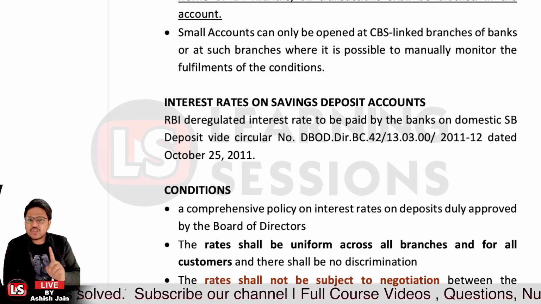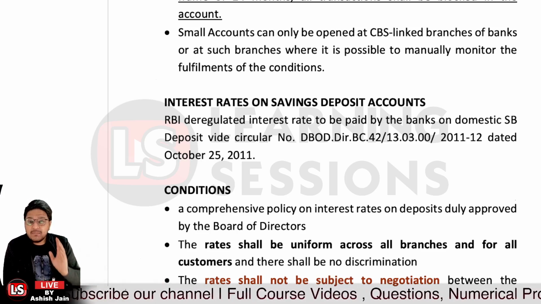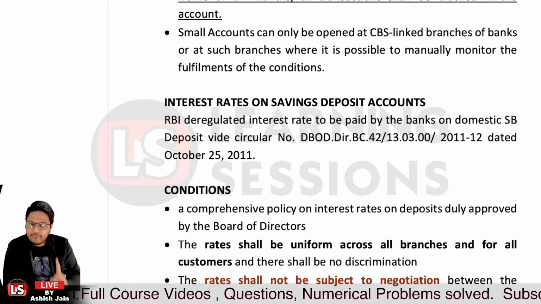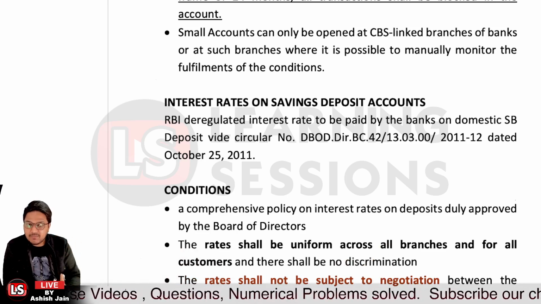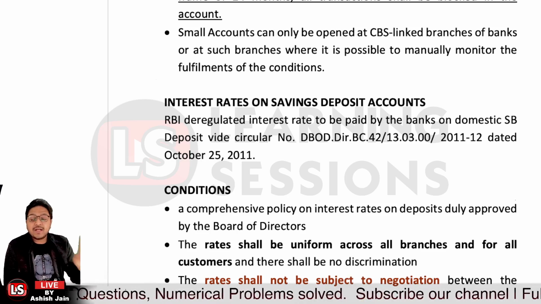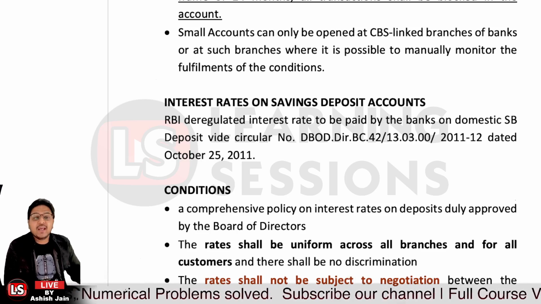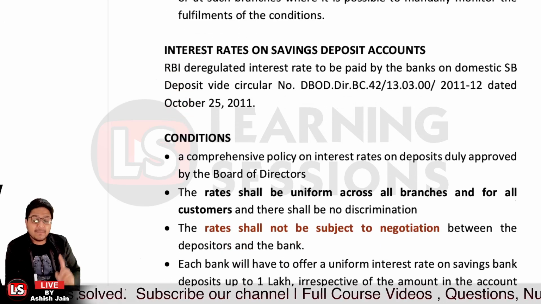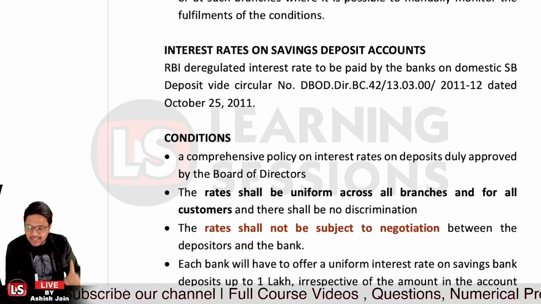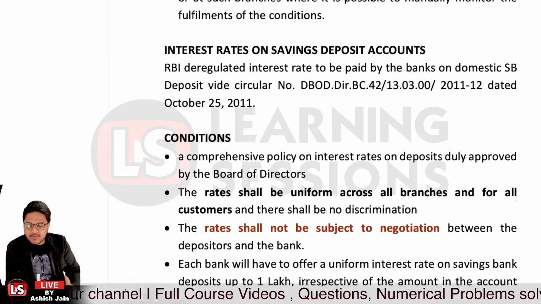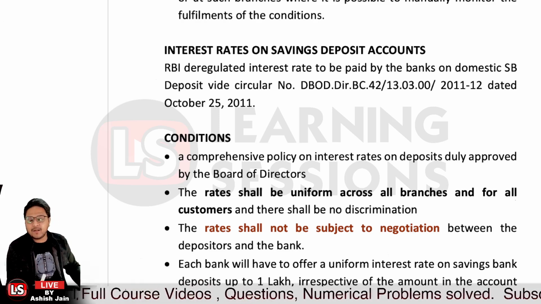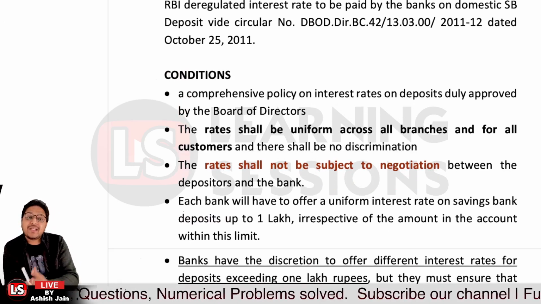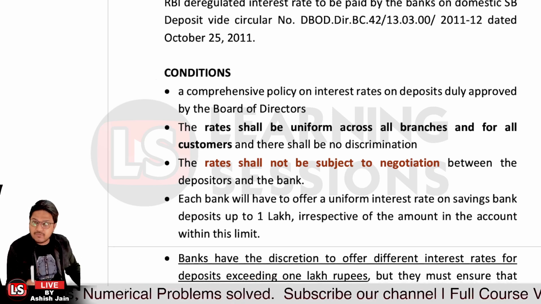And further, it's not the case that we have deregulated the interest so that you can pay any interest to any person, or discriminate between different persons over there. That must be uniform across all the branches, and further uniform across all the customers, so that there should not be any discrimination. And further, the rates shall not be subject to negotiation between the depositors and the banks over there. And further, each bank is to pay a uniform interest rate to the customers up to a deposit of rupees 1 lakh. And further, above rupees 1 lakh, a special interest rate can be paid if the deposit exceeds rupees 1 lakh over there.